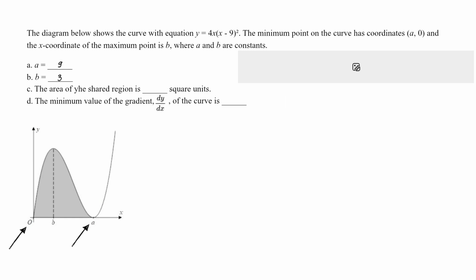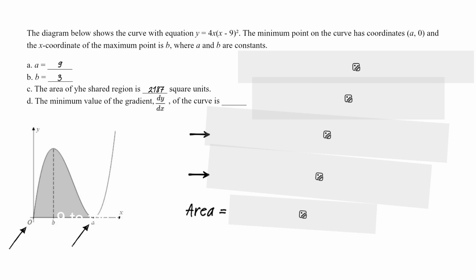Now, we plug in our limits. Since the lower limit is 0, we just need to calculate for 9. 9 to the 4th power minus 24 times 9 cubed plus 162 times 9 squared. So the area is 2,187 square units.